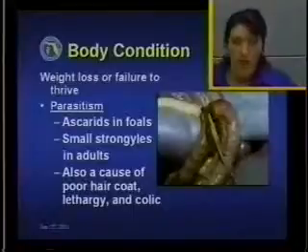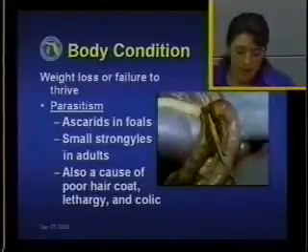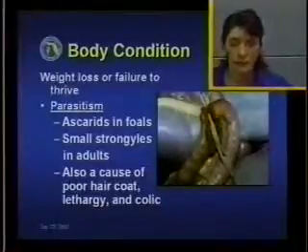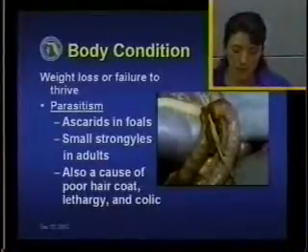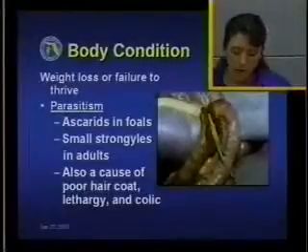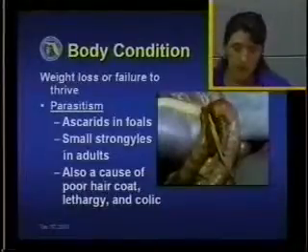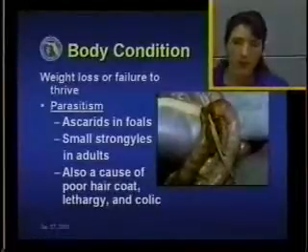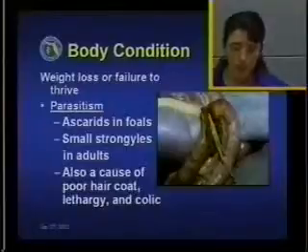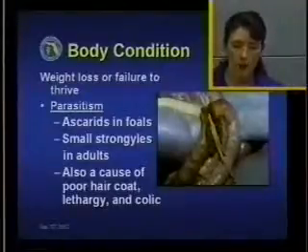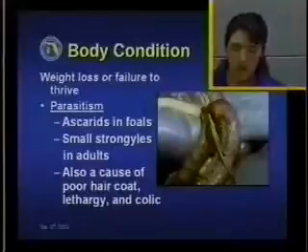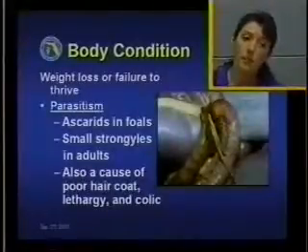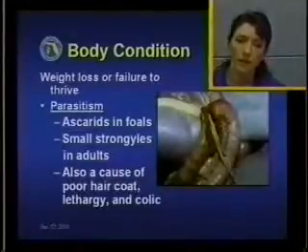Weight loss or failure to thrive may also be caused by parasites, and parasite problems are more commonly observed in young animals that have not developed their immunity to those parasites yet. In foals, some of the most common parasites are ascarids, and these parasites may cause chronic diarrhea, poor appearance, a rough hair coat, and in some cases colic. If they become abundant enough, they can actually obstruct the intestinal tract.